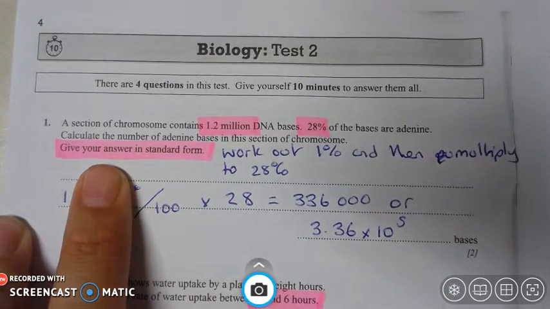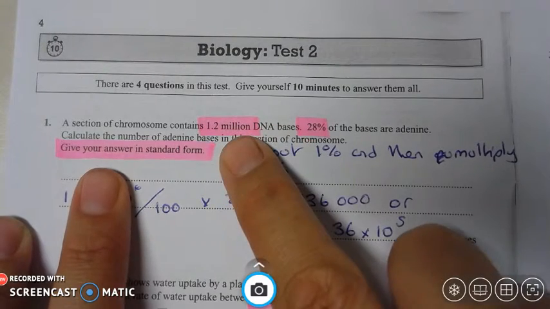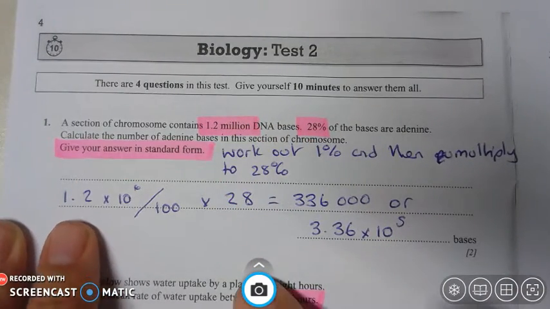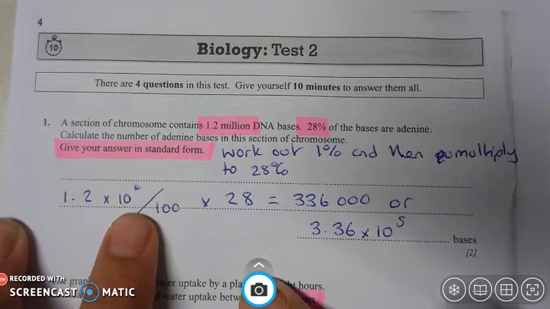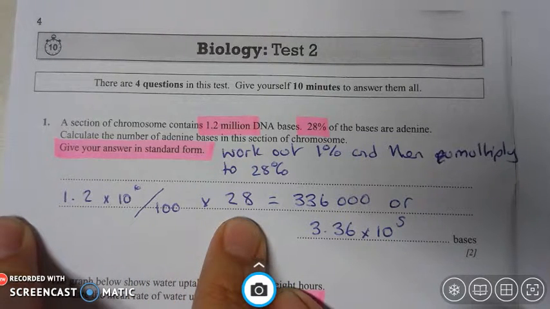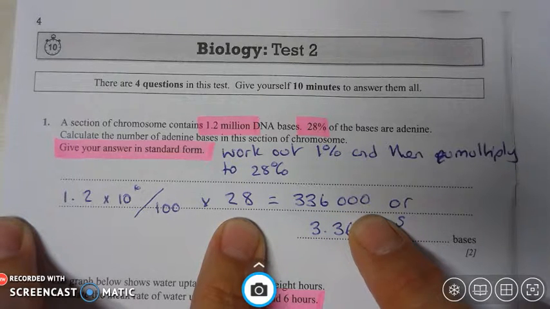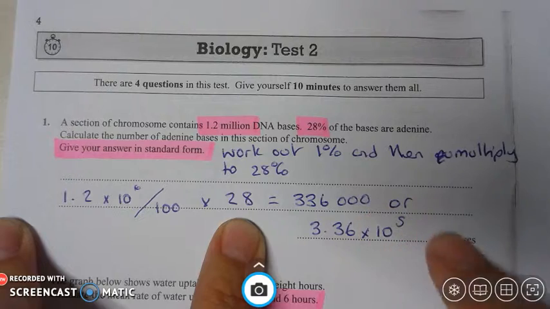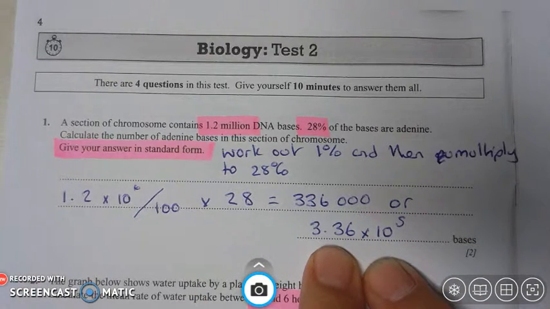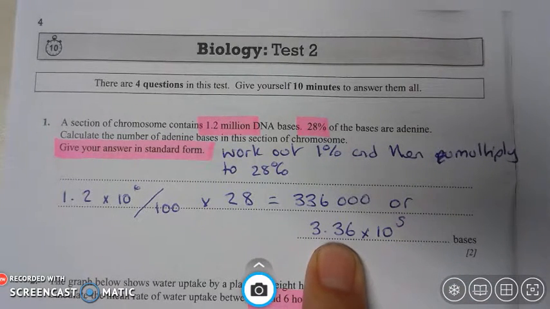First of all, you've got to find out your answer. You need to know what 28% of 1.2 million is. So if you take 1.2 times 10 to the power of 6 and divide it by 100, that will tell you what 1% is, and then multiply it by 28, you get the answer 336,000. Now that will get you 1 mark. However, if you write it in standard form, 3.36 times 10 to the power of 5, because standard form is usually 1 decimal place.